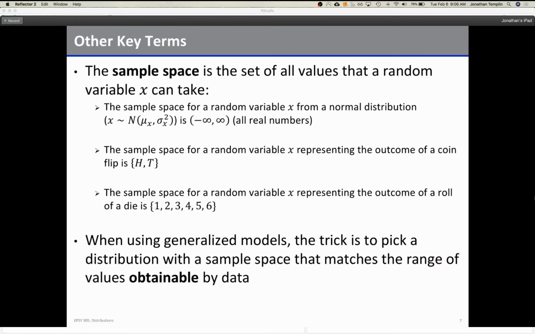So there are other key terms that we have to pay attention to when we talk about distributions. One is the sample space. The sample space is the set of all values that a random variable x can take. So for instance, the sample space for a random variable x for a normal distribution is between negative infinity and positive infinity. It's all real numbers.